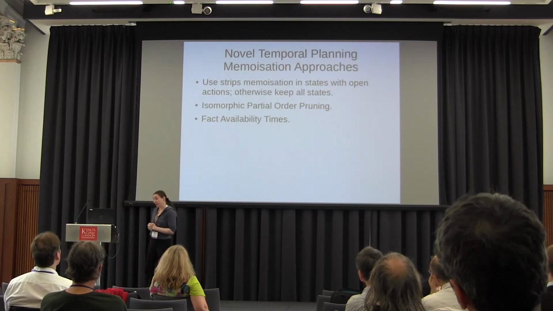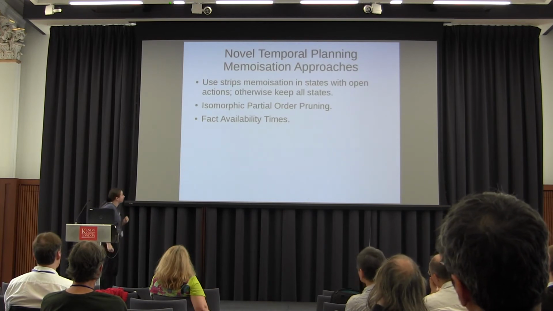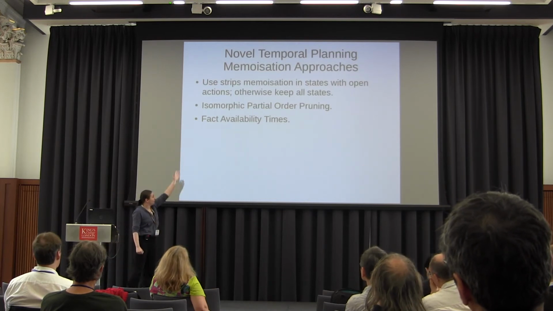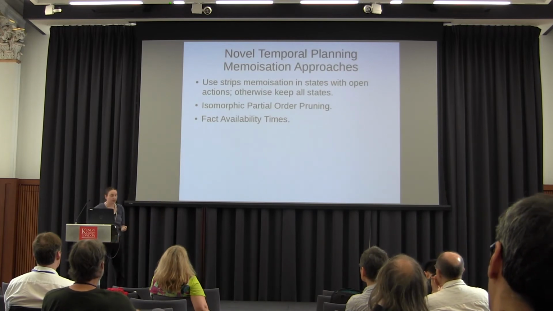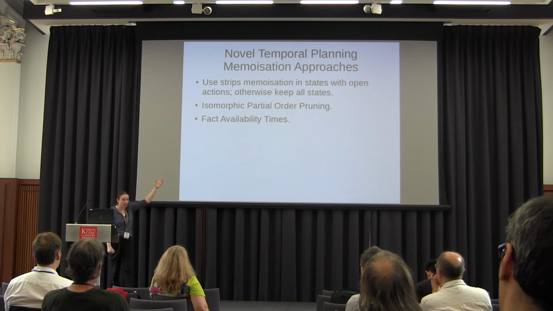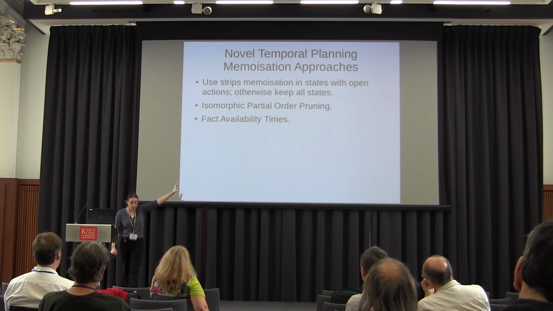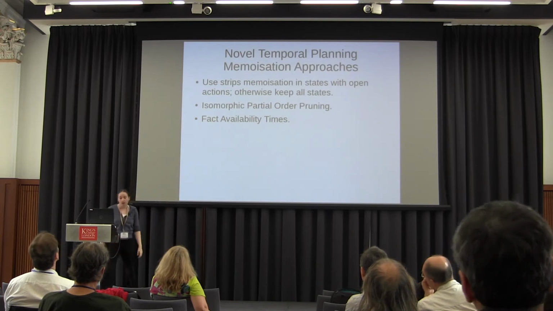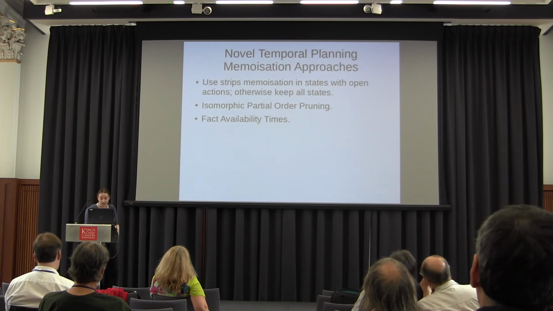So we propose two new techniques for state memorization in temporal planning. Well, the very obvious thing you can do is use strict memorization in steps with open actions, otherwise keep all states, right? That's an obvious benchmark. That is not optimal, but it is complete. And our two novel approaches were isomorphic partial order pruning and fact availability.